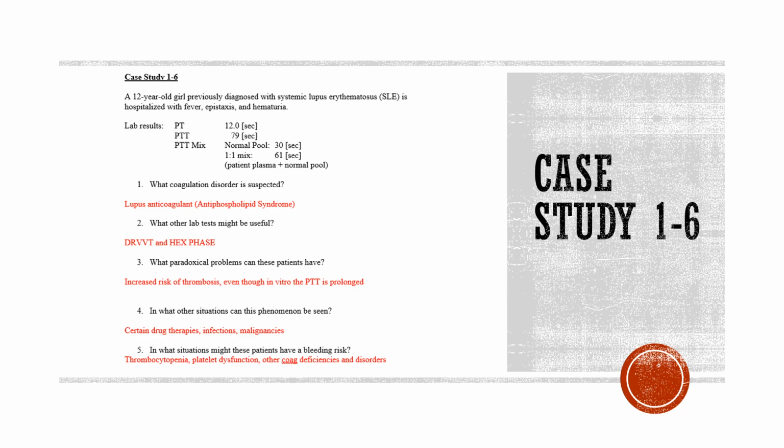There are a few other situations that can cause this phenomenon. We can have certain drug therapies, infections, malignancies. In what situations might these patients have a bleeding risk? Well, thrombocytopenia, platelet dysfunction, and other deficiencies and disorders. So these would be things that could cause bleeding risk if it was in correlation with this lupus anticoagulant. Because remember, some people really hit the jackpot and are very unlucky, and they have multiple issues coinciding one with another. Even though they may be independent issues, they got a double whammy of coagulation fun.